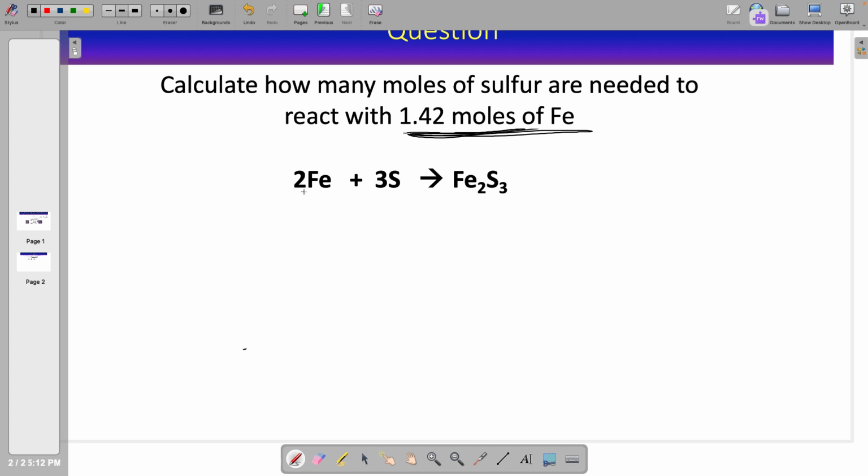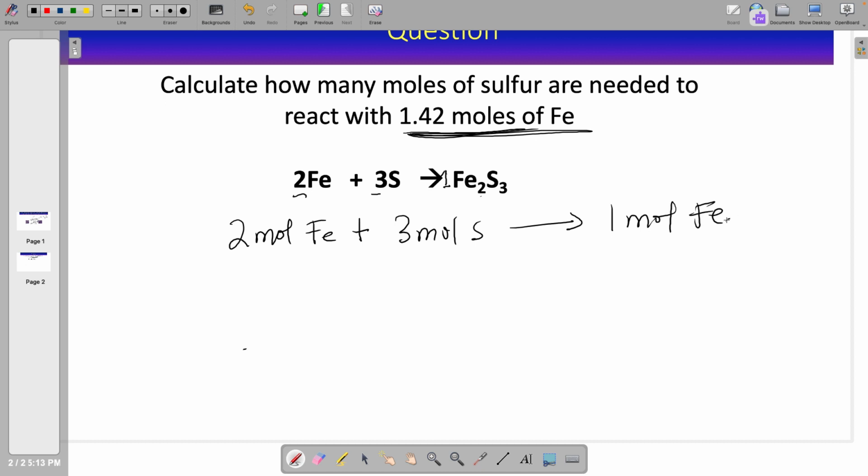On the reactant side, we have 2 atoms of iron. On the product side, we have 2 atoms of iron, because there's a 2 by iron. Also, we have 3 atoms of sulfur, and on the product side, we have 3 atoms of sulfur. So our equation is balanced. We now proceed to interpret our equation in terms of moles. This interpretation is just interpreting the numbers in front of each chemical in terms of moles. Remember, when there's no number in front of a chemical in the equation, 1 is implied. So here we have 1 in front of iron trisulfide. So we'll say 2 moles of iron reacts with 3 moles of sulfur to produce 1 mole of iron trisulfide.